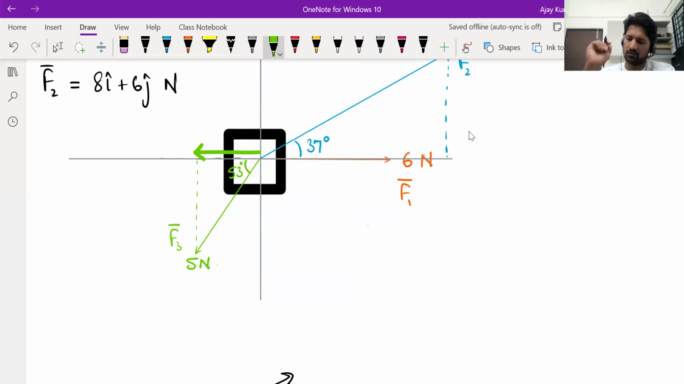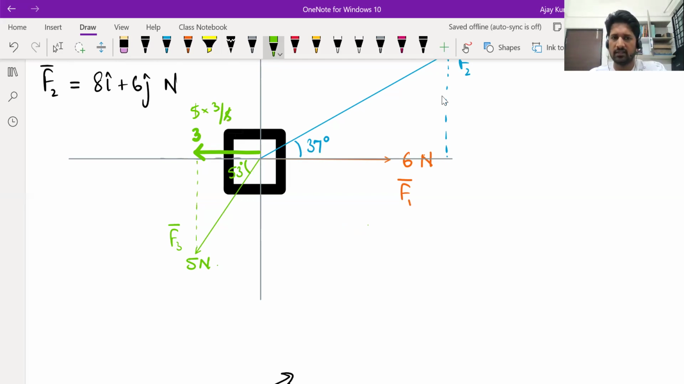Okay. Let us calculate this component first. Vanilla, tell me, how much will that be and how will you calculate? Sir, 5 cos 53. Magnitude is 5. With that direction, it makes 53 degrees. So it simply becomes 5 cos 53. 5 into cos 53 is 3 by 5. So effectively it becomes 3 units. But it's 3 to the left side.